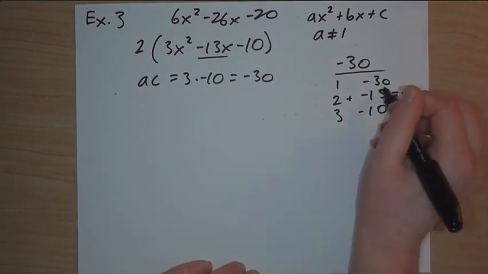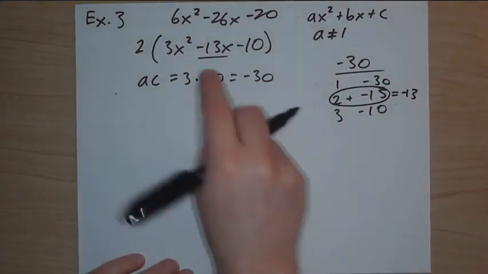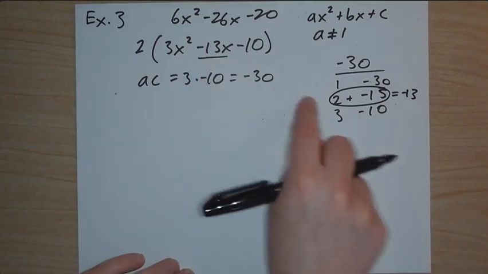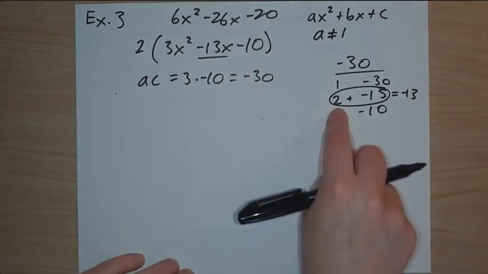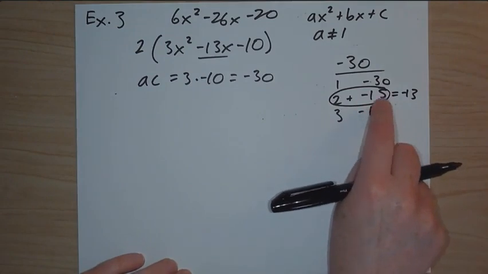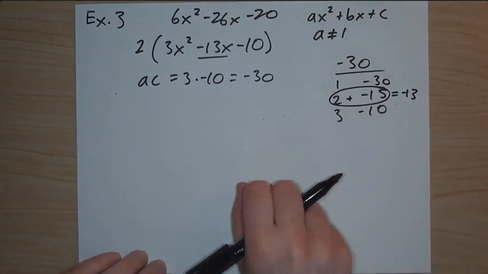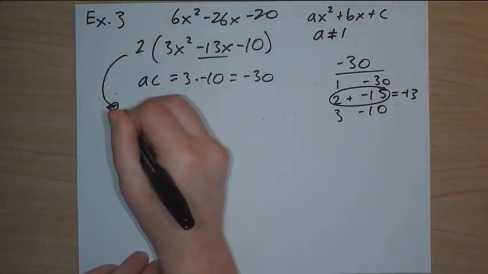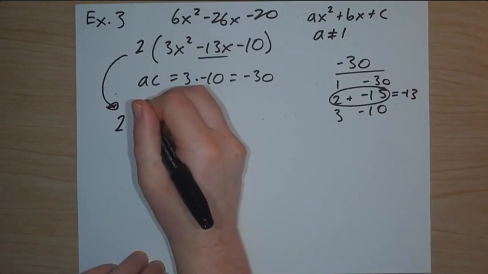So this tells us what our pattern is. What we're going to do is rewrite this inner portion, this b. Instead of negative 13x, it's going to be 2x plus negative 15x. And then we'll be able to factor this inside portion by grouping. So rewriting this, we have 2 on the outside here.